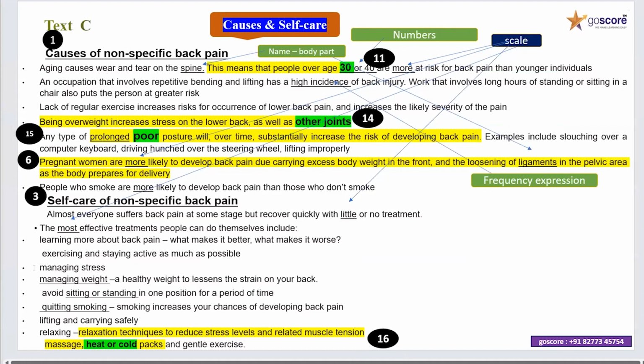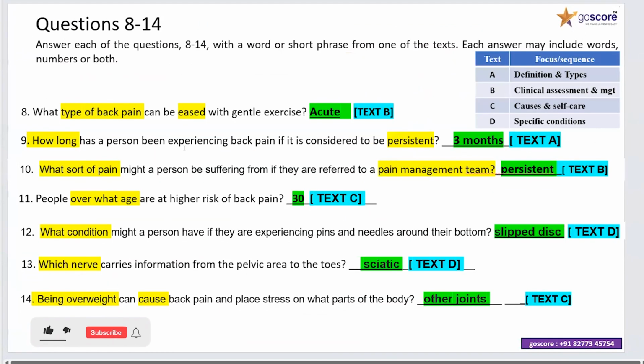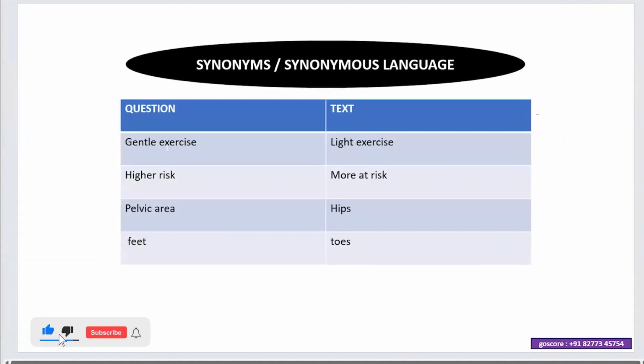So we have finished questions 8 to 14 and the synonyms. I'll just show you what synonyms they have used in the question as well as in the text. So gentle exercise, they have mentioned light exercise. Higher risk, they have mentioned more at risk in your text. Then pelvic area, they mentioned hips. Then feet. So these are the synonyms they have used in these questions 8 to 14.